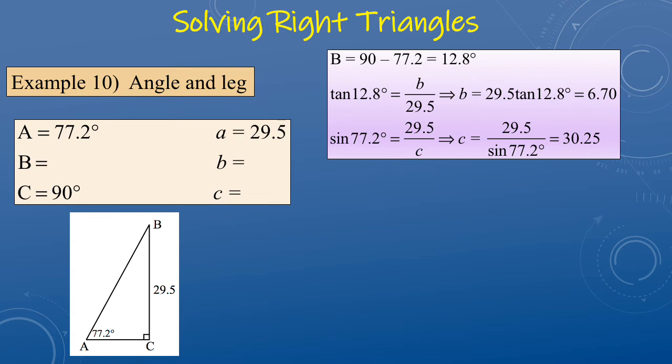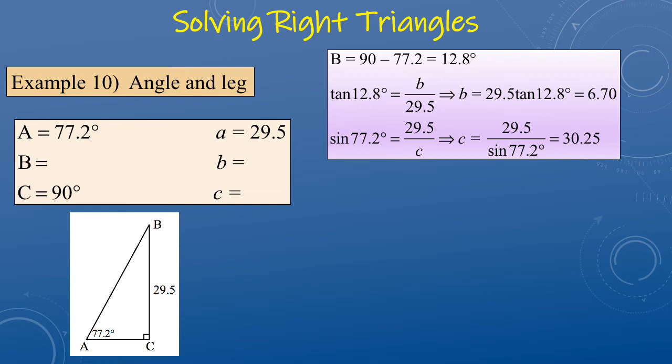We can use either angle A or angle B. We're confident of angle B being correct. Relative to angle B, we want to find little b, which is the opposite, and we know little a, which is the adjacent. Opposite over adjacent gives to mind tangent, and therefore our statement is tangent 12.8 degrees is equal to b over 29.5, and therefore b is 29.5 tangent 12.8 degrees, and we get 6.70.